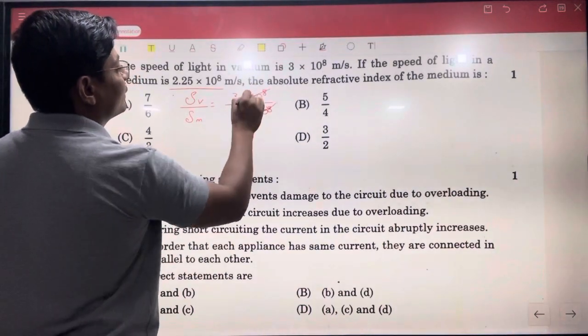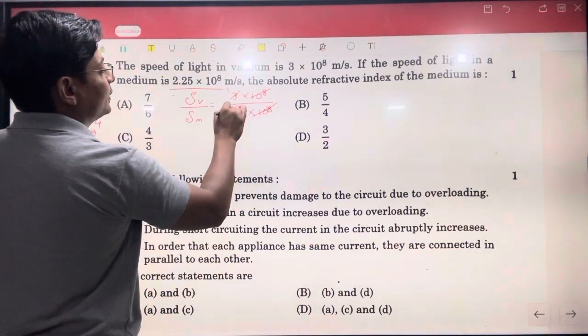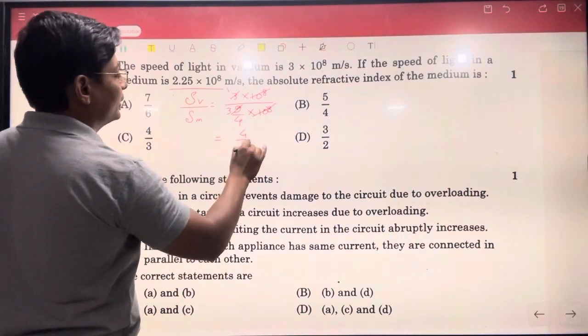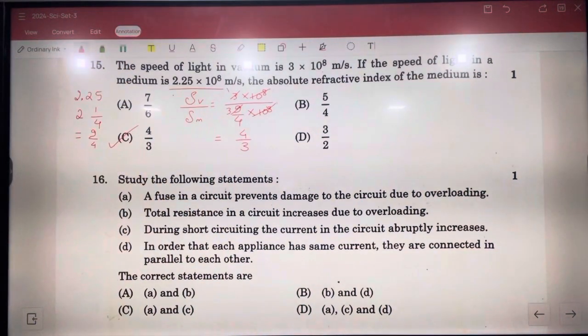So these will get cancelled, and 3 ones are 3, 3 threes are 9, and the 4 will go to the numerator. So this would be 4 by 3. So 4 by 3 is option number C.